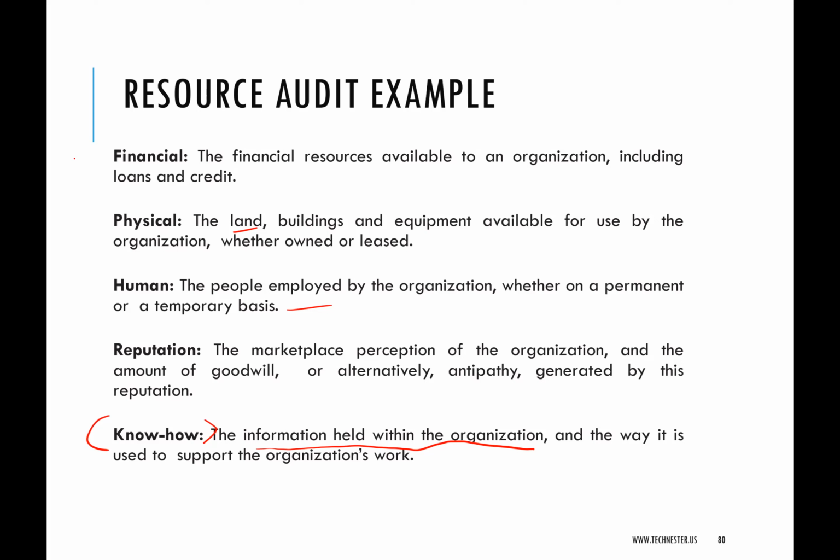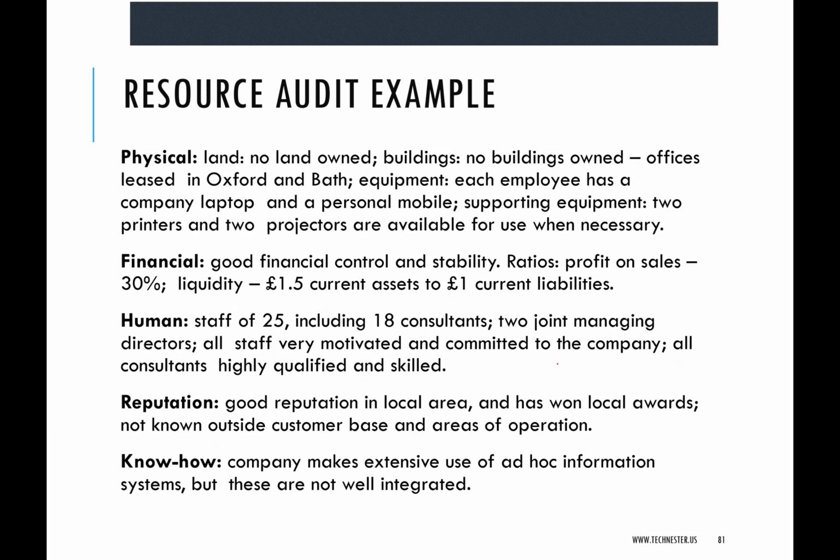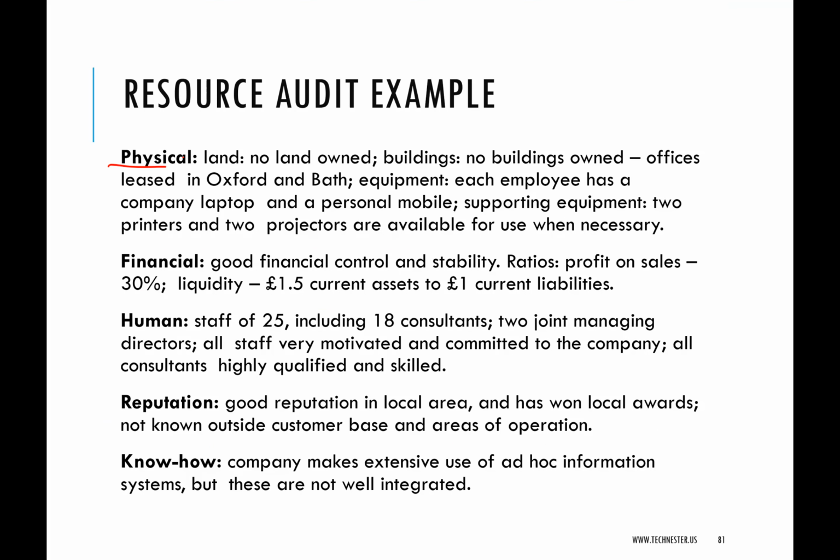So using this template, using this guideline, you can trace out the strengths and weaknesses of an organization or an enterprise. An example will be, you can say, okay, what are our physical assets or resources that we have? And they'll say, oh, land, we don't have land. Okay, do we have buildings? They'll say, no, this organization doesn't have any building. Offices are leased. Do we have any equipment? They'll say, each employee has a company laptop. You write it down, right?